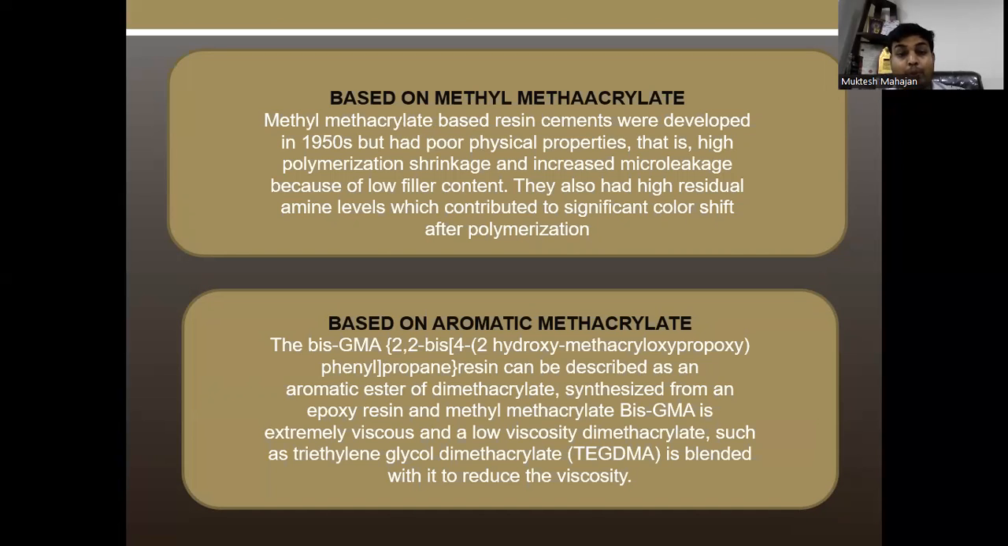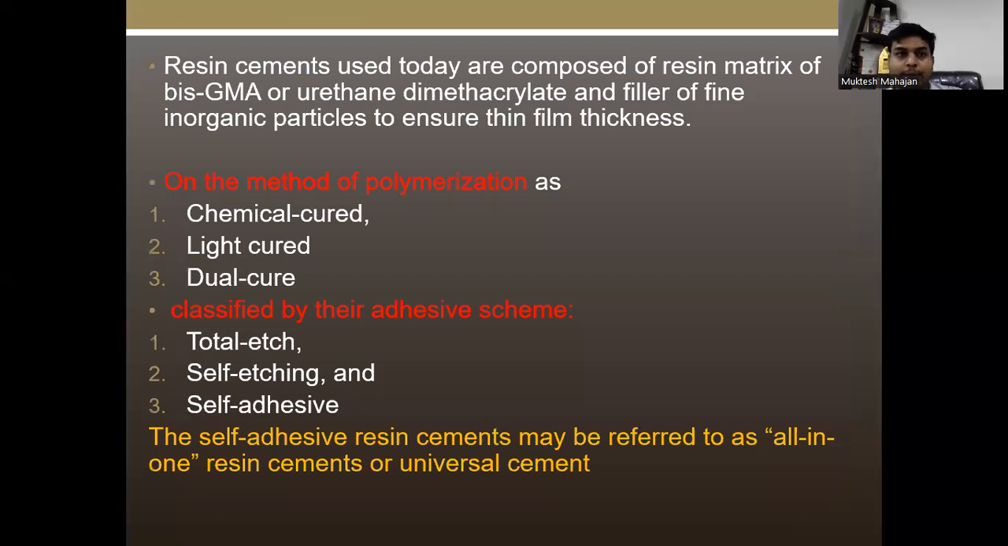BIS-GMA resins can be described as aromatic esters of dimethacrylate, synthesized from an epoxy resin and methyl methacrylate. BIS-GMA is extremely viscous, and a low viscosity dimethacrylate, such as triethylene glycol dimethacrylate, TEGDMA, is blended with it to reduce the viscosity. Resin cements used today are composed of a resin matrix of BIS-GMA, urethane dimethacrylate, and filler of inorganic particles to ensure thin film thickness.